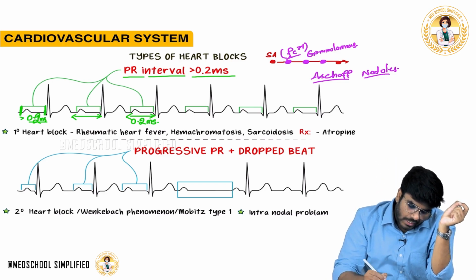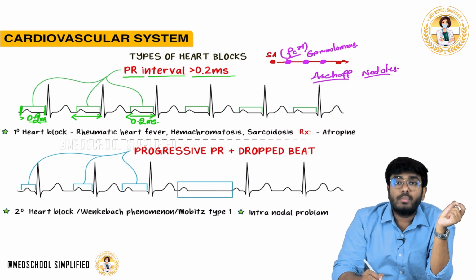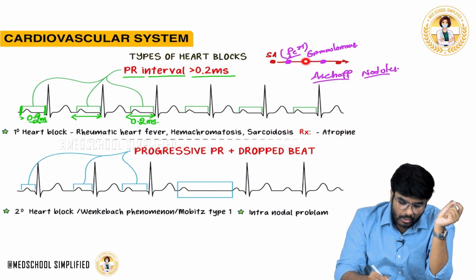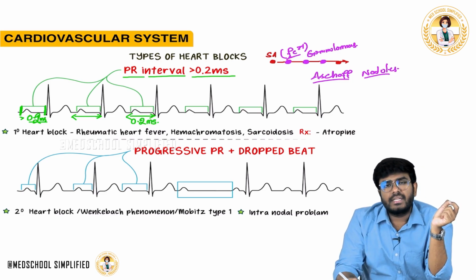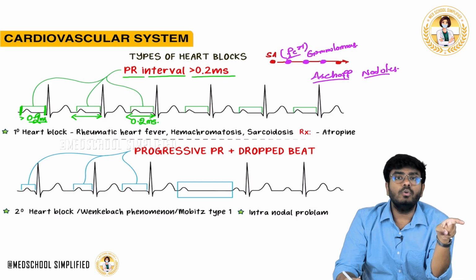In the same way, sarcoidosis. In sarcoidosis, the patient is going to have granulomas in the heart. Here the granulomas are present, and these granulomas are not letting the impulse travel from the SA node to the AV node fast. So, more time, that is first degree heart block. How much more time? More than 0.2 milliseconds.